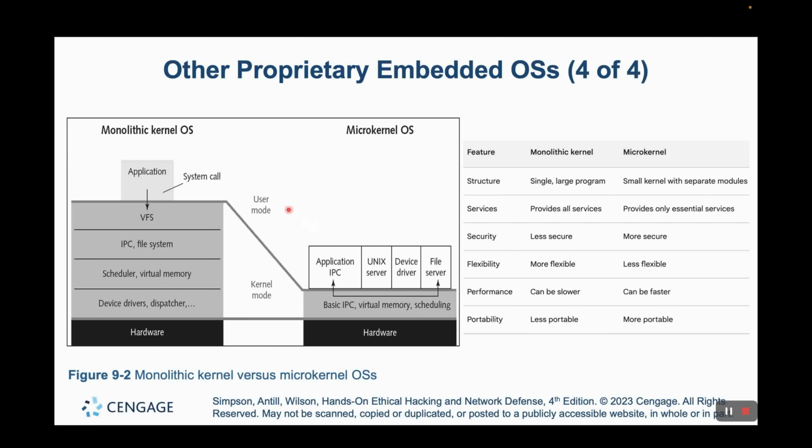So by looking at this figure and this table, you can see that the best choice between the two is based on the specific needs of your application. For example, the mono one may be a good choice for a simple embedded system that does not require a high level of security. Here we saw that. While the microkernel may be a good choice for a complex system that needs to be highly secure and flexible.